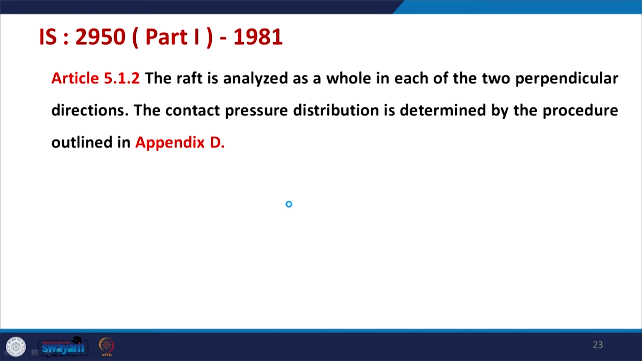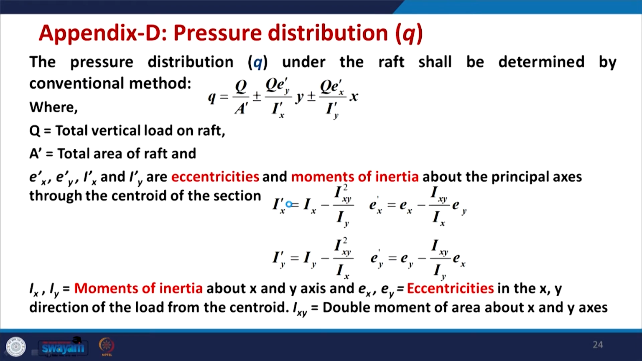Continuing with this rigid foundation or conventional method, we need to understand that the raft is analyzed as a whole in each of the two perpendicular directions. Once you say this method is applicable, you need to find the contact pressure distribution, and this is determined by the procedure given in Appendix D of the code, and here is Appendix D. The pressure distribution Q under the raft shall be determined by the conventional method, and this is written in this equation.